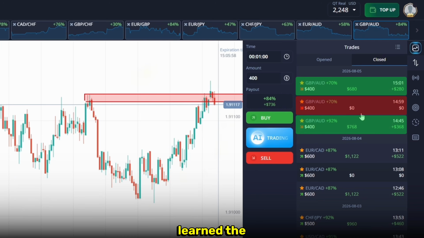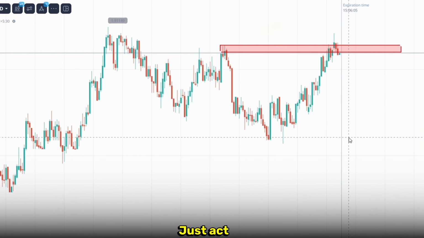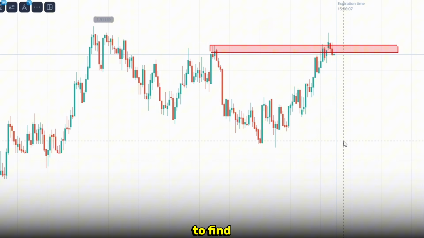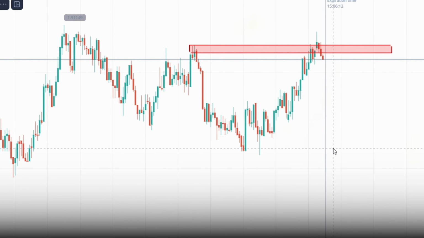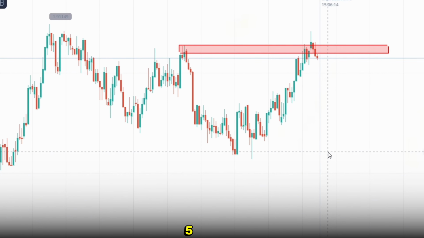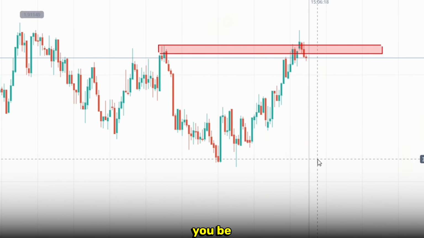I hope you learned the trading strategy that I use. If I want to summarize my strategy, it is very simple. Just act as a buyer or seller and try to find where you will place your stop loss, and use the same zone for a reversal trade using 5-second confirmation. I hope this teaching will help you be profitable.